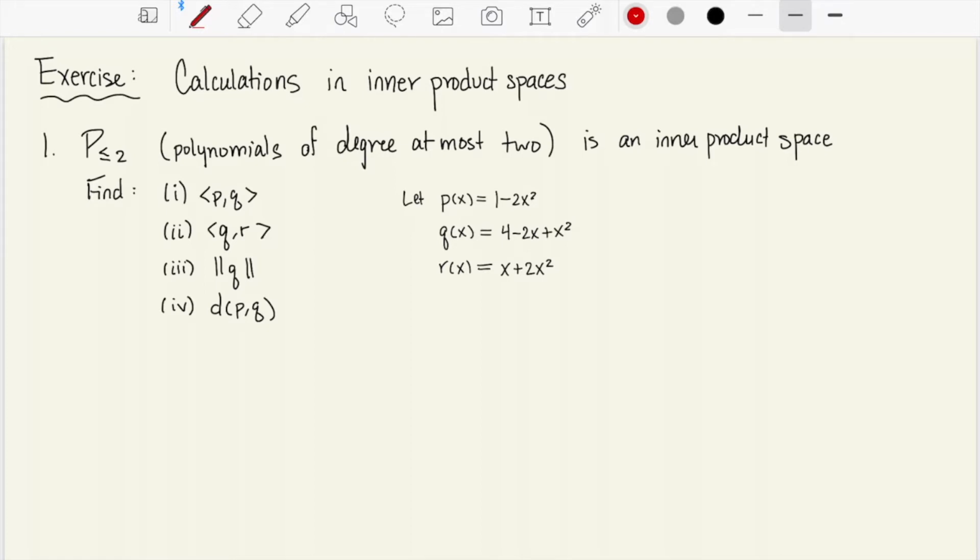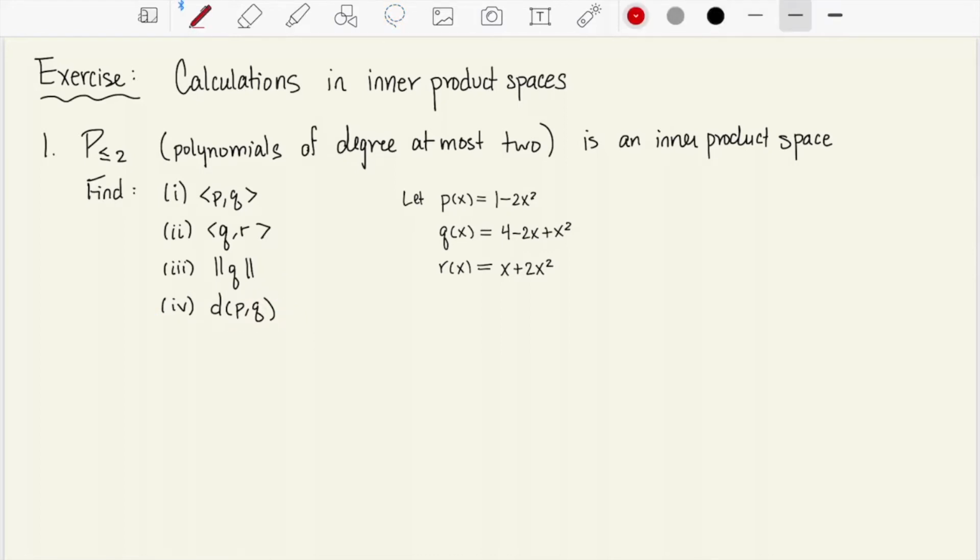So for this first example, let's consider 3 polynomials that I have written here. In our inner product space, these polynomials are vectors. And what we're going to do is calculate the inner product of P and Q, the inner product of Q and R, the length of Q, thought of as a vector in this inner product space, and then the distance between the two vectors P and Q.